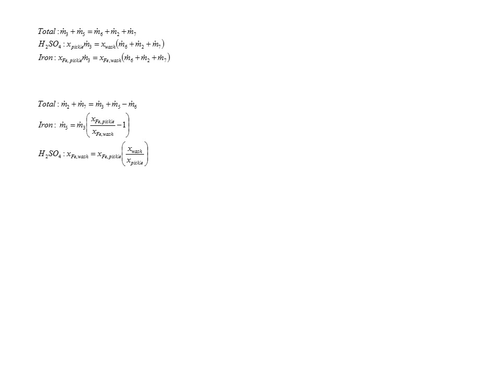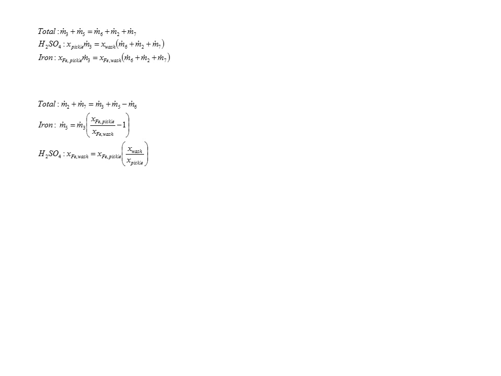I'm going to substitute that value into the iron mass balance equation and find out that the flow rate of stream 5 will equal the flow rate of stream number 3 times the ratio of iron in the pickle solution divided by the mass fraction of iron in the wash solution minus 1.